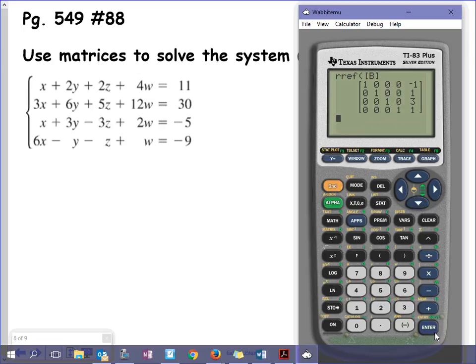Okay, do you see the 4x4 is the same thing we got on the previous slide? The last column is your answers. X is -1, Y is 1, Z is 3, W is 1. That's neat. So I have a solution. Now we have a point in four-dimensional space. Okay, now if you're having trouble with your calculator, please come in and see me.